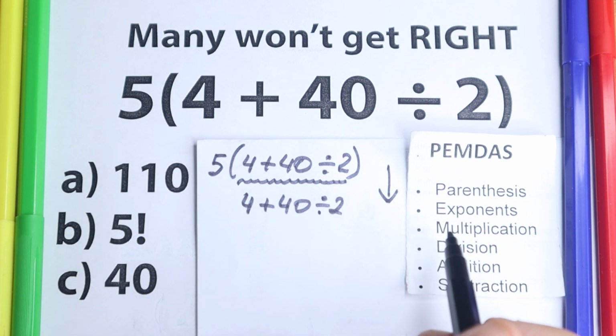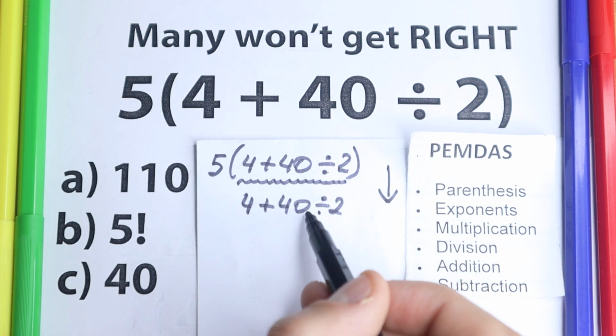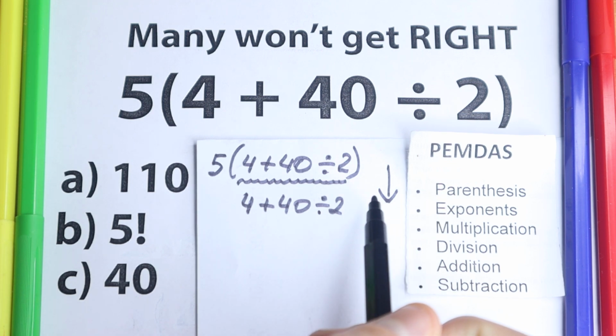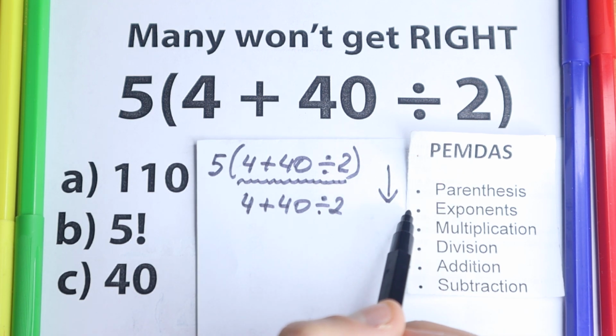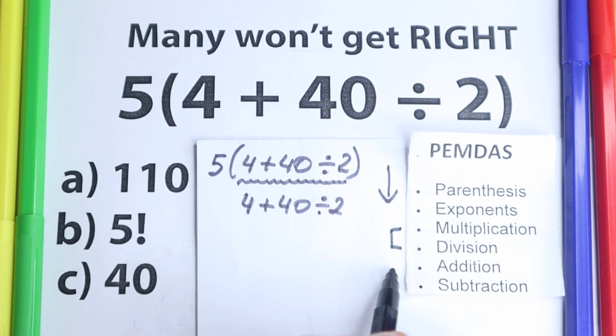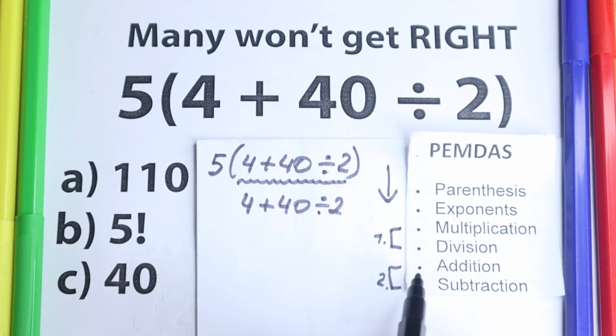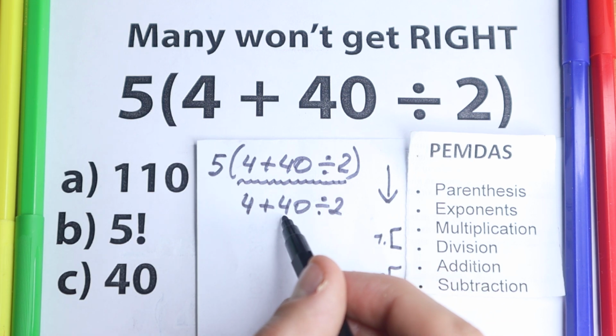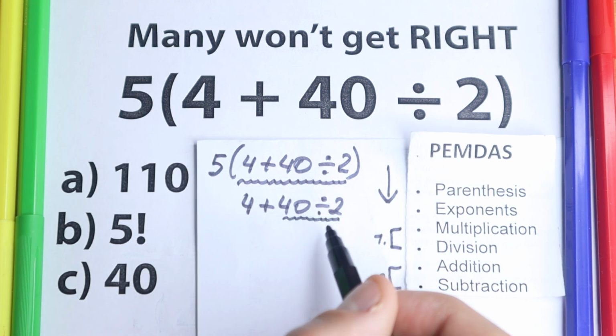Let's go to PEMDAS and look, because right here we have a division sign and an addition sign. What comes first, division or addition? Right here we have exponent, multiplication, division. This is one group, and the last step is addition and subtraction. So as you can see, first we need to multiply or divide, and then the second step is to add and subtract. So addition is after division, and we need to divide first according to PEMDAS.